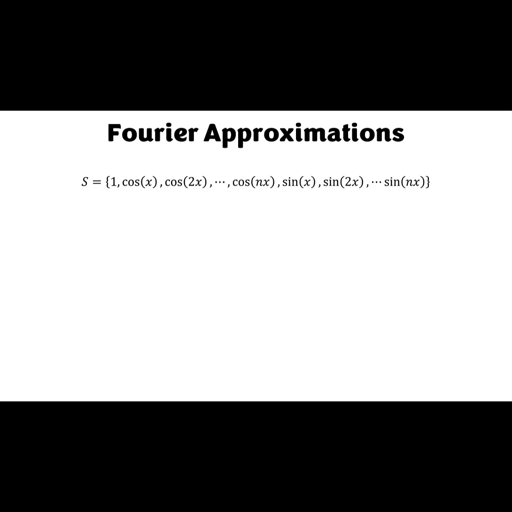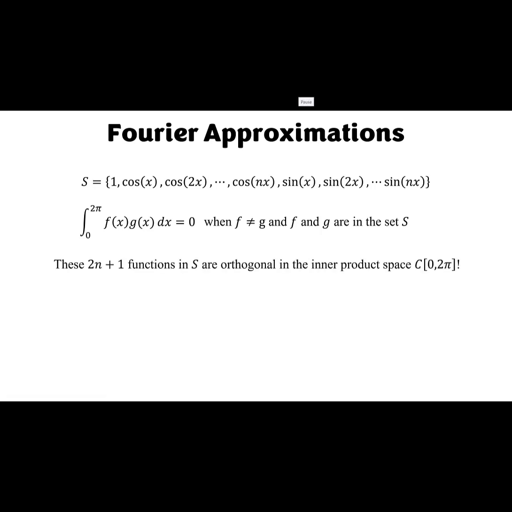And Fourier realized that the integral of f times g dx from 0 to 2 pi is equal to 0 when f is not equal to g and f and g are in the set S. So for example, if f was cosine of x and g was sine of 3x, if you computed that integral, you'd see it's 0. And that's true for any two distinct functions in this set. You do that integral, and it's 0. And what this means is that the 2n plus 1 functions in the set S are orthogonal in this inner product space of all continuous functions on the closed interval from 0 to 2 pi.